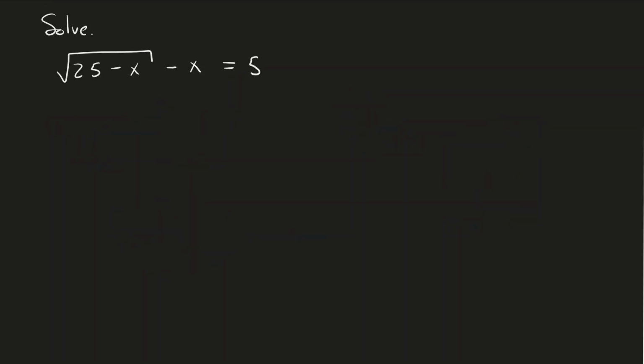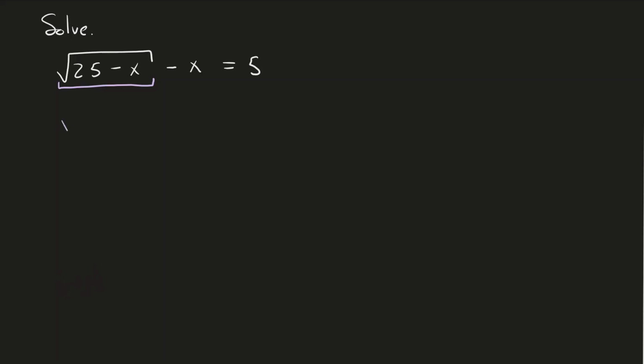So let's try this one here. We want to solve the square root of 25 minus x, then subtracting x, is equal to 5. In this case, when we use the power rule, the thing we want to do is undo that radical. So the first step is we want to isolate the radical on one side, so that when we square it, we don't have those extra intermediate terms from distribution.